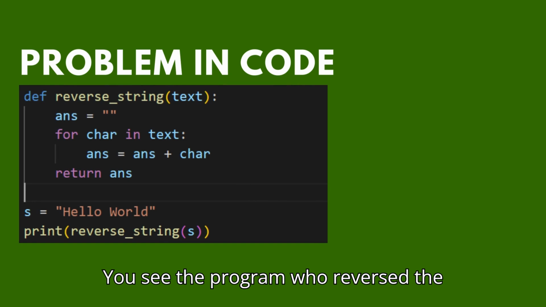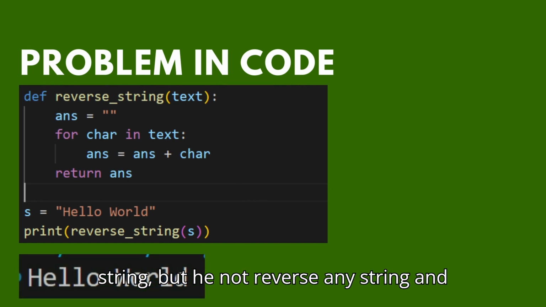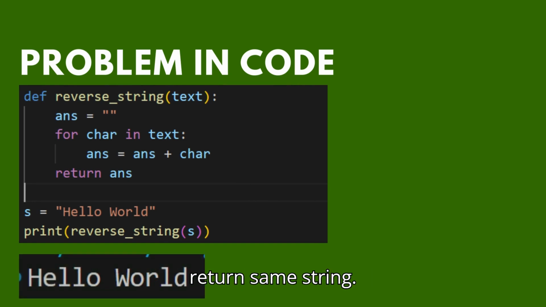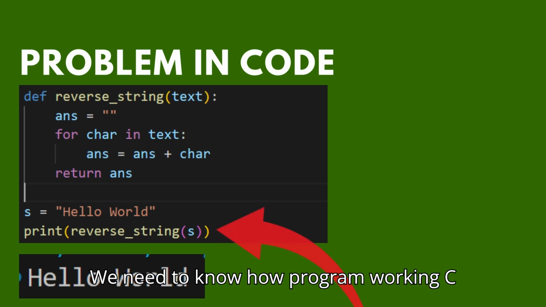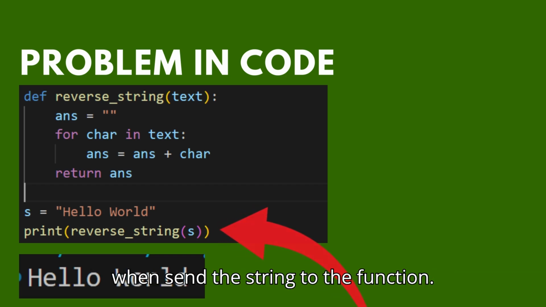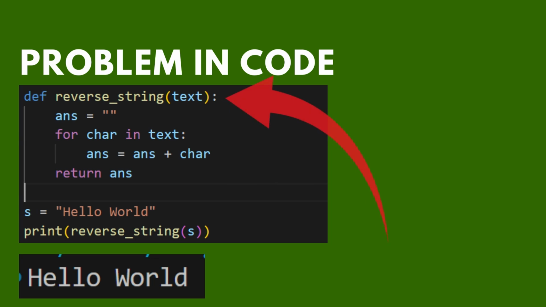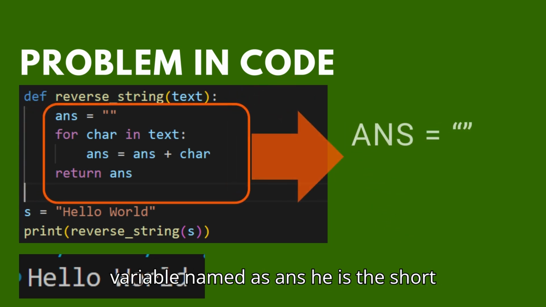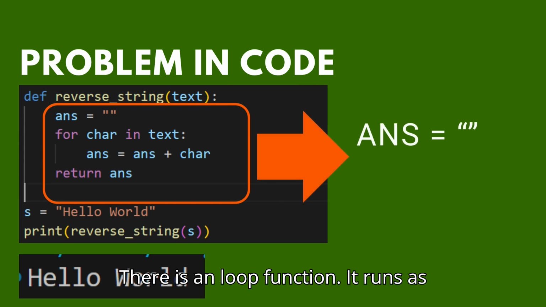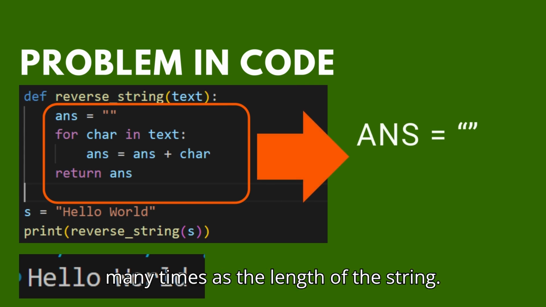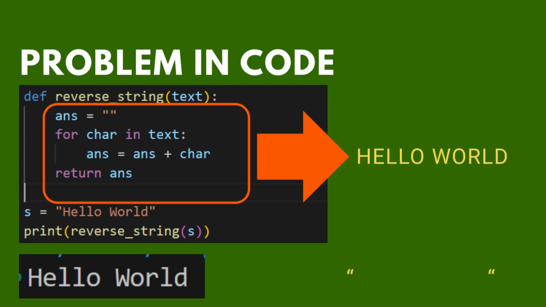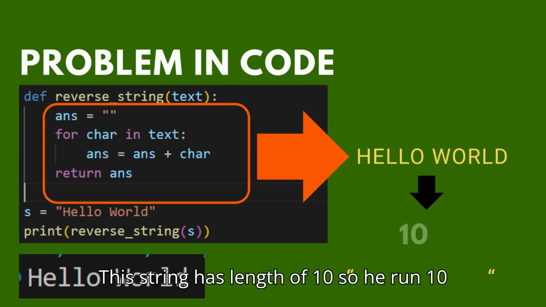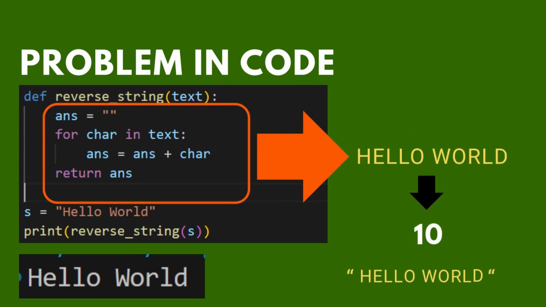You see the program that reverses the string. But it does not reverse any string and returns the same string. We need to know how the program works when we send the string to the function. First it gets the string and makes a variable named ans, which is the short form of answer. There is a loop that runs as many times as the length of the string. This string has a length of 10, so it runs 10 times.